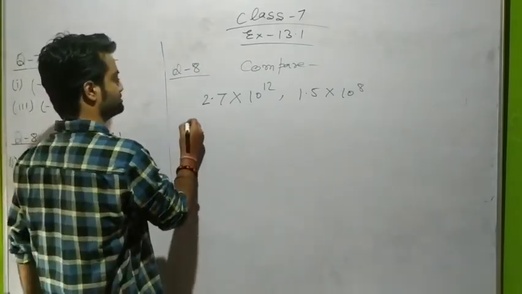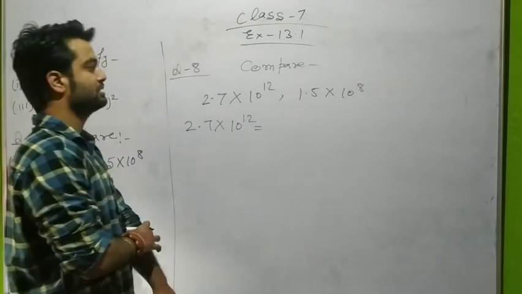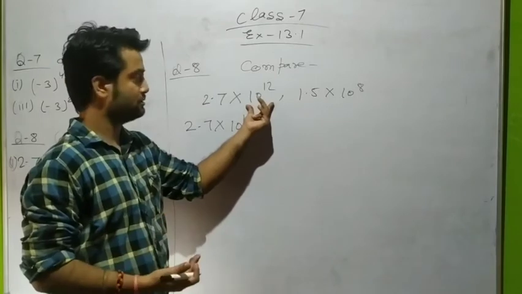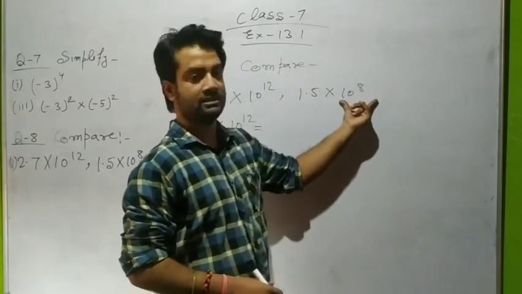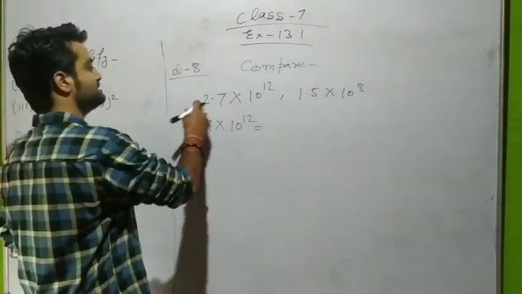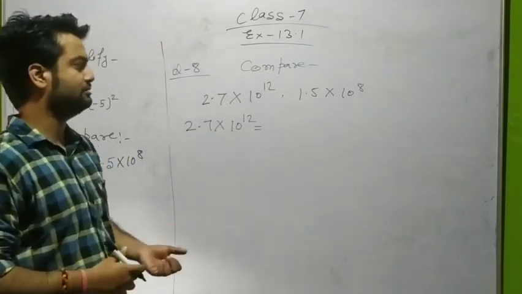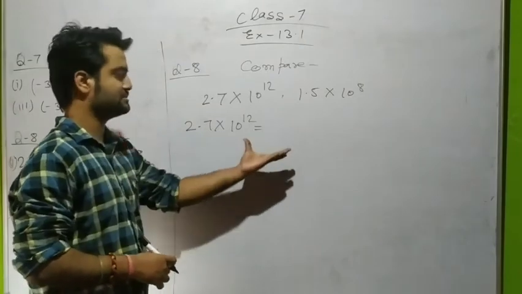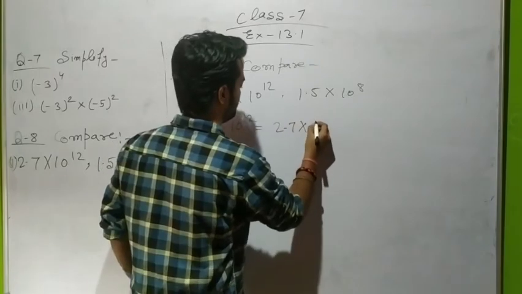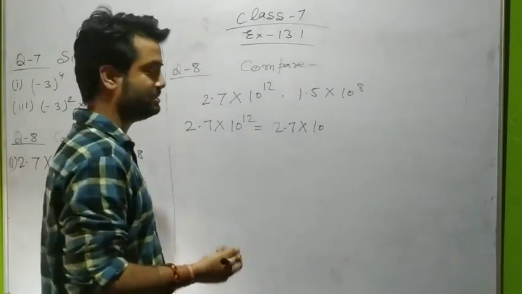Let's first find out the values. 2.7 into 10 raised to the power 12. Generally, 10 raised to the power 12 means 10 multiplied with itself 12 times. 10 raised to the power 8 means 10 multiplied with itself 8 times only. So clearly it makes this number greater. By just looking at the question you can say which number is greater. But now let's expand this and then we will confirm our answer. So 2.7 into 10 raised to the power 12 means after 1 you have to write 12 zeros.